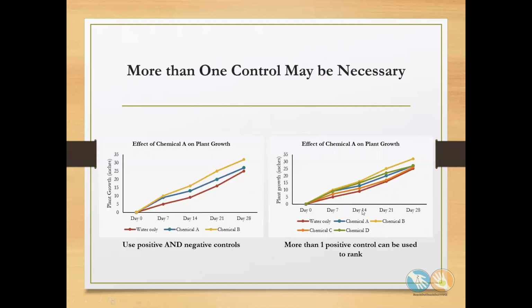So in this case, in addition to chemical A, which was the one that we were hypothesizing enhances growth, we also included chemical B, chemical C, and chemical D. We can see that chemical A seems to outperform chemical C because chemical C is lower, but not as strong of an enhancer of plant growth as chemical B or chemical D.